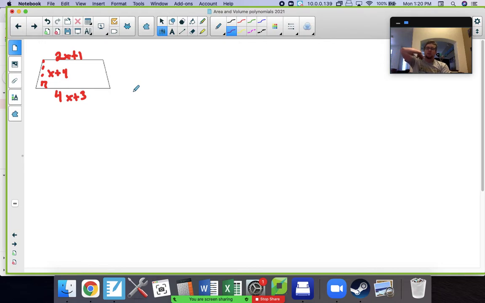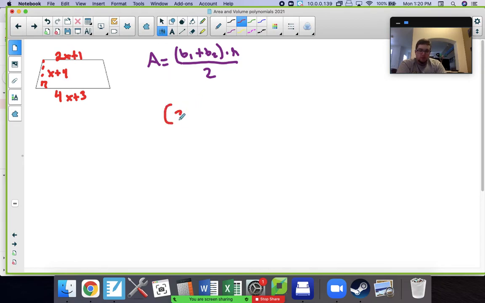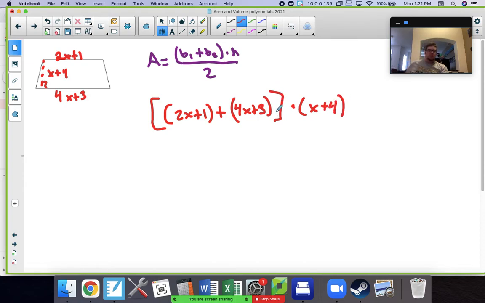So to find the area of a trapezoid, if it didn't have our binomials, we take base 1, we add base 2, we multiply by the height, and we divide the result by 2. Nothing changes about this. We're just going to use our binomial terms. So we're going to take the 2x plus 1, that's base 1. We're going to add it with 4x plus 3, that's base 2. Then the result of that addition is going to multiply our x plus 4. I'm using different style parentheses so we can see the ordering a little bit better. And at the end, we're going to divide by 2.